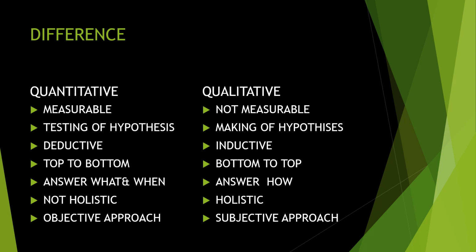And it is a subjective approach. What is meant by a subjective approach? Your focus, your view or your approach is visible in qualitative analysis. So there is a lot of chance for biases to happen in qualitative analysis. This is the difference between quantitative and qualitative research. Understood? Its steps we have seen. We have also seen all the types of research methods under quantitative as well as qualitative research.